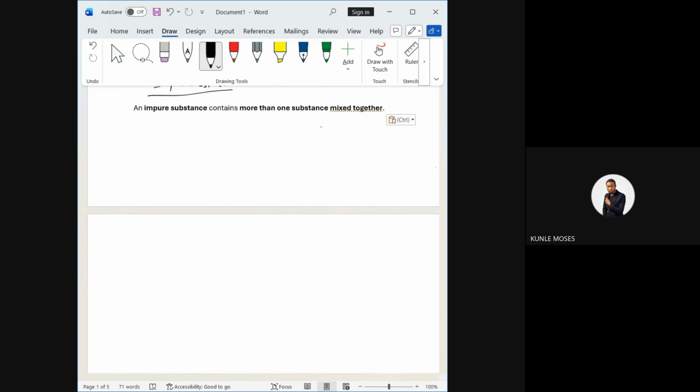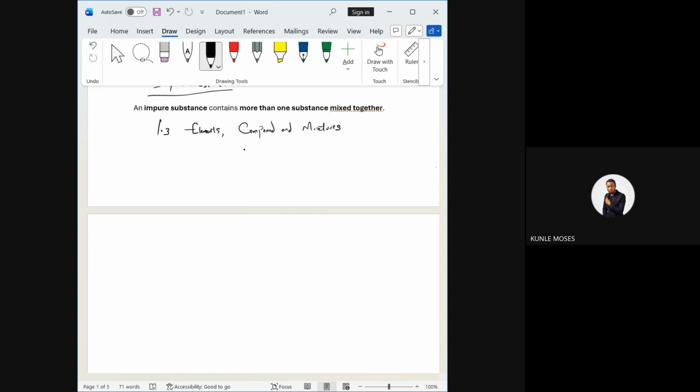So let's quickly go to element, compound, and mixture. That would be the third thing of 1.3. Element, compound, and mixtures. So that's the third thing we are considering now: elements, compounds, and mixtures.